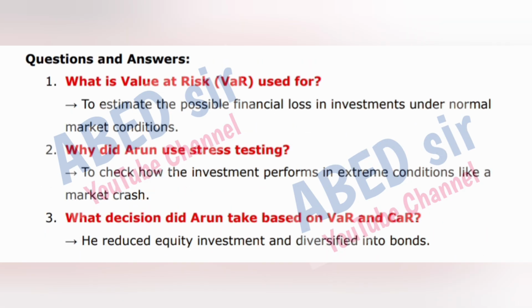Questions and answers. 1. What is value at risk, VAR, used for? To estimate the possible financial loss in investments under normal market conditions. 2. Why did Arun use stress testing? To check how the investment performs in extreme conditions like a market crash. 3. What decision did Arun take based on VAR and CAR? He reduced equity investment and diversified into bonds.